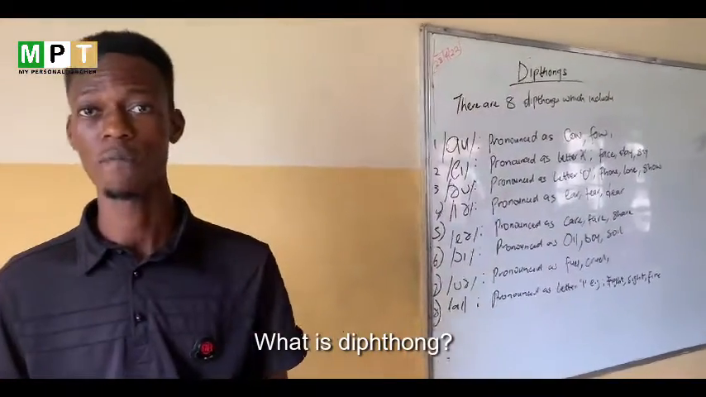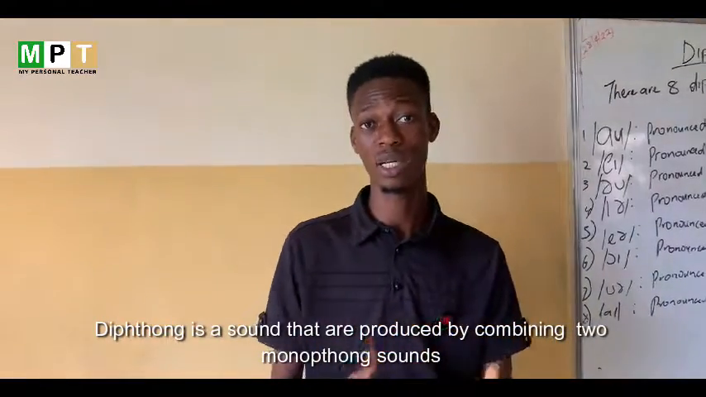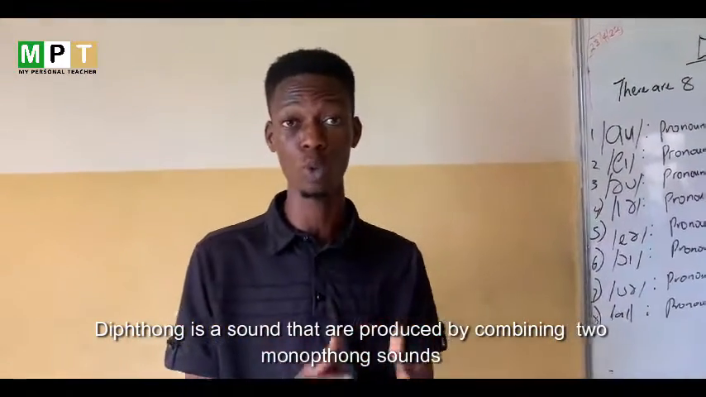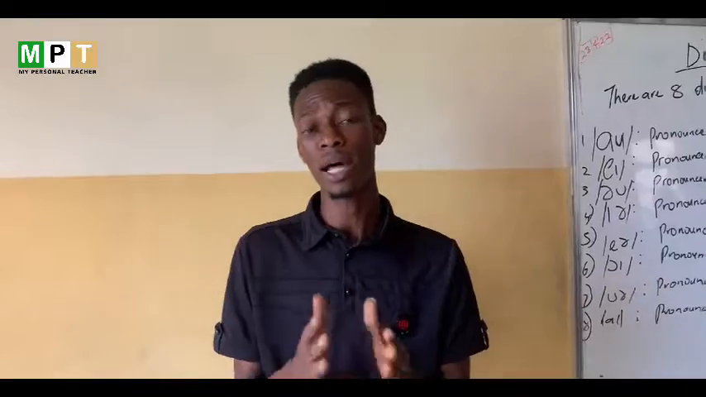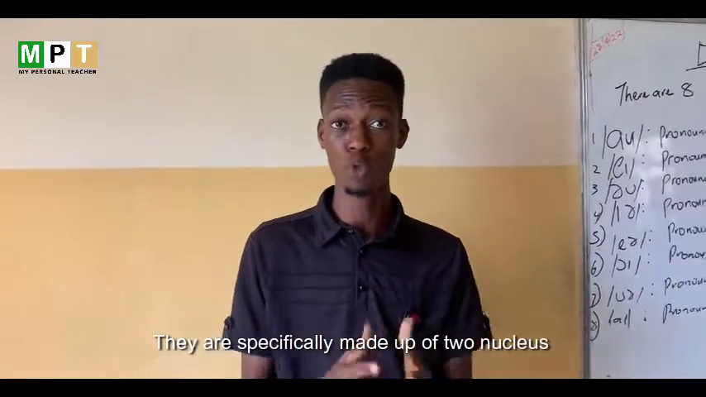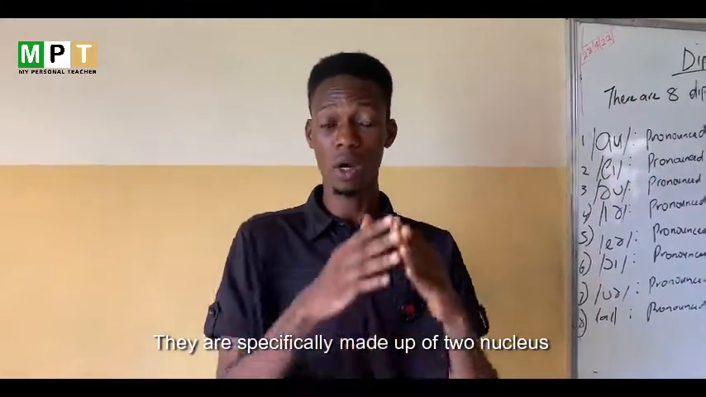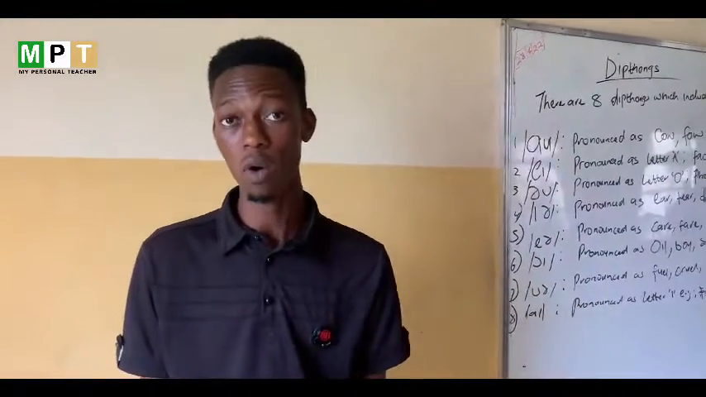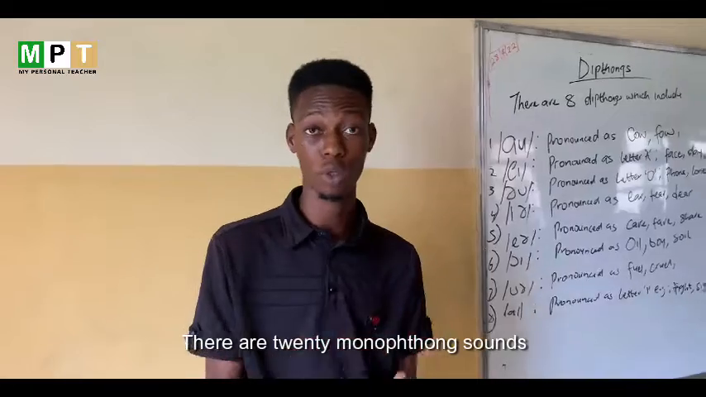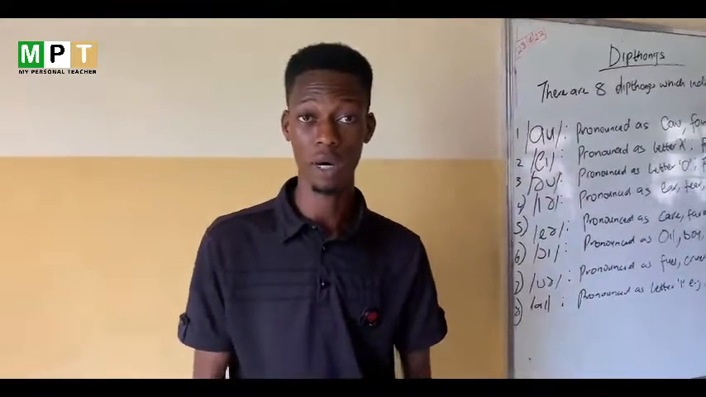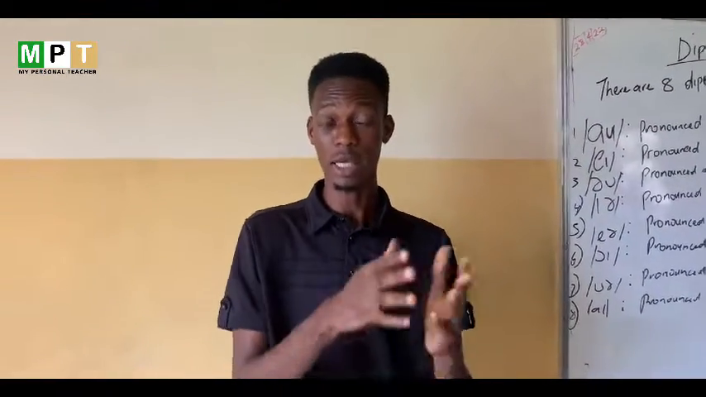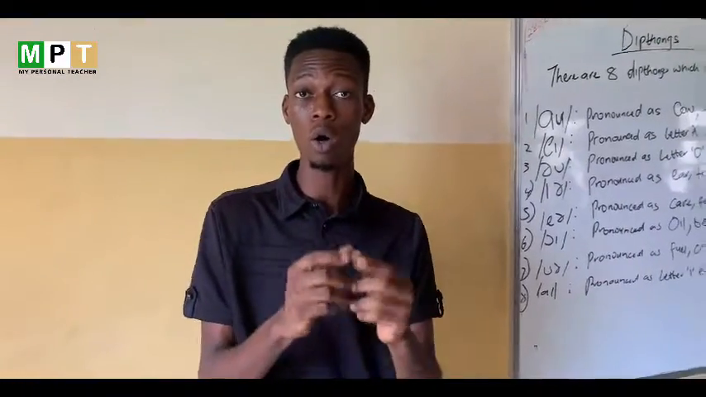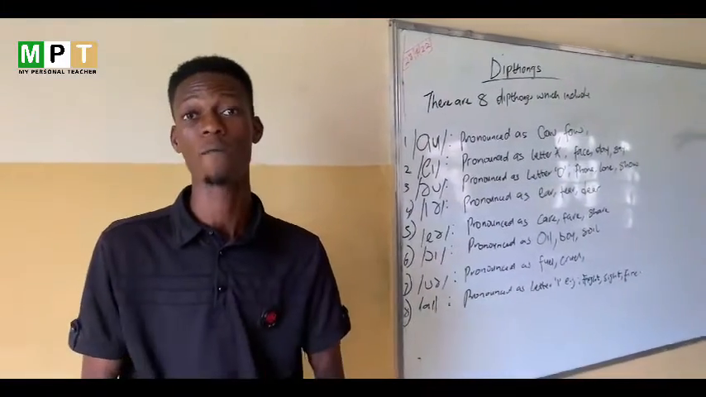What is a diphthong? A diphthong is a sound produced by combining two monophthong sounds, and it is specifically made up of two nuclei, that is, a combination of one or more monophthongs. There are 20 monophthong sounds. However, diphthongs comprise the combination of one or more different monophthong sounds.